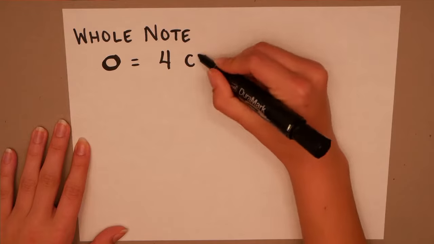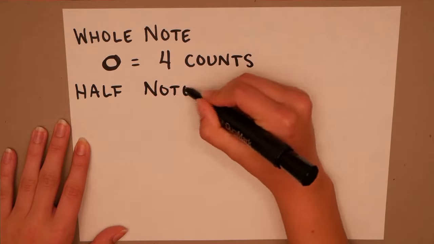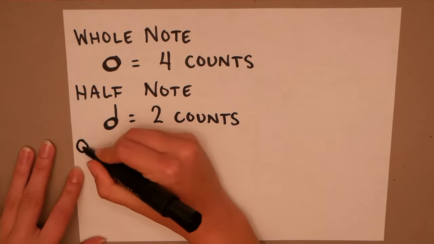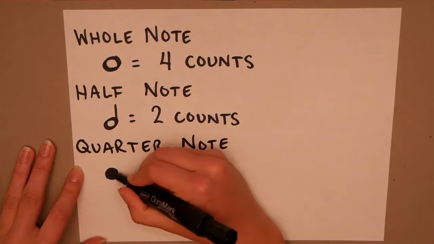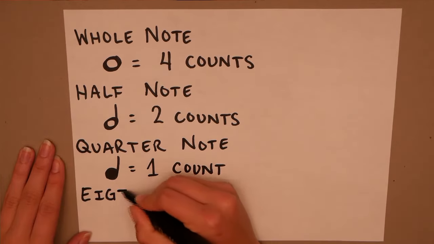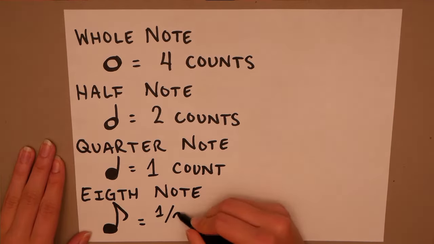Let's start with note values. There are whole notes, which are 4 counts, half notes, which are 2, quarter, which are 1, and eighth, which are 1/2 count to start.